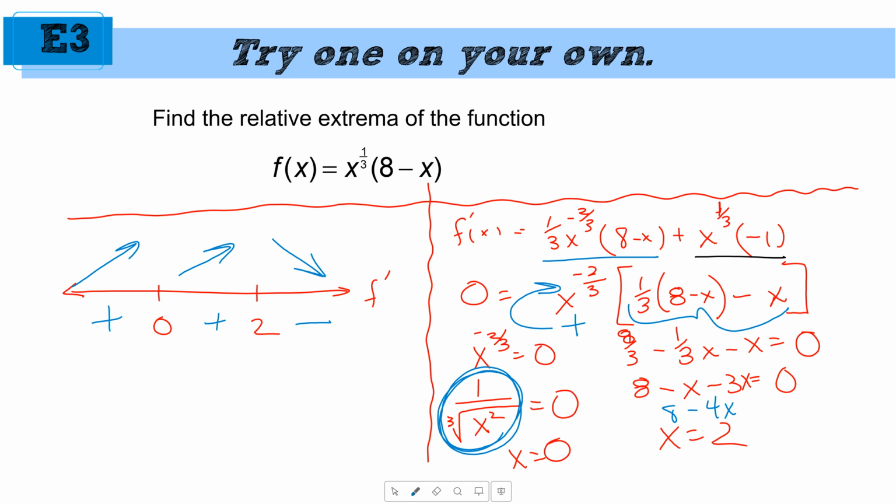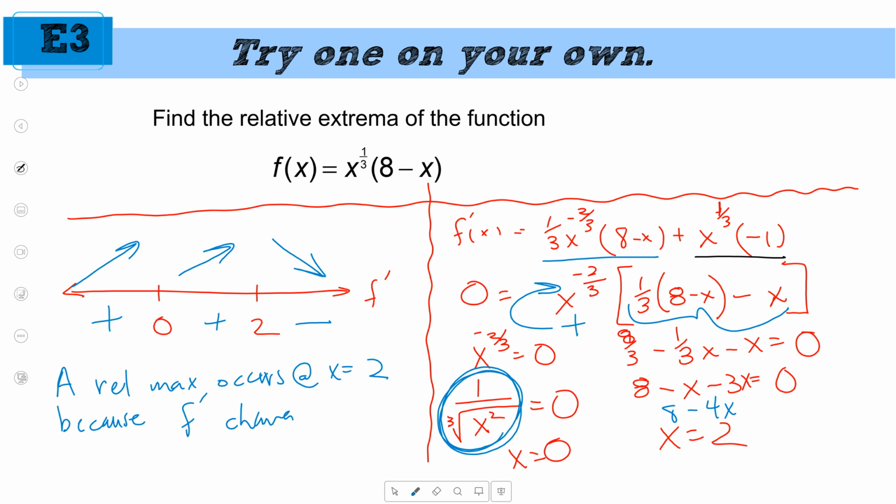Okay. So we know that a relative max occurs at x equals 2 because f prime changes from positive to negative. Wouldn't it also be an absolute max? Well, you wouldn't necessarily know that. You know that because you looked at the picture and cheated. But we won't know that when we're doing this. This stuff is going to focus mainly on relative max and relative min.